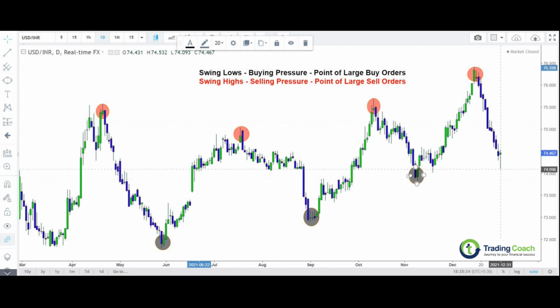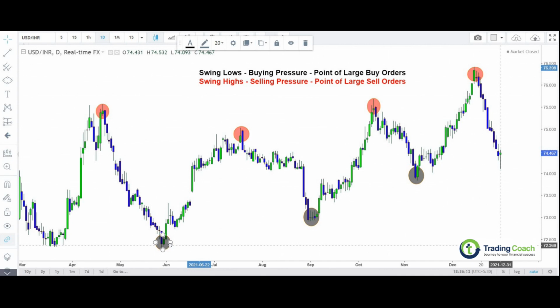Likewise, we can also see all these black colored circles, those are all swing lows. So swing lows indicate a very strong buying pressure in the market. And when you see these swing lows, right, they indicate the point of large buy orders. So wherever you can see the swing lows, that actually means large buy orders are entering into the market from that particular point. Alright.